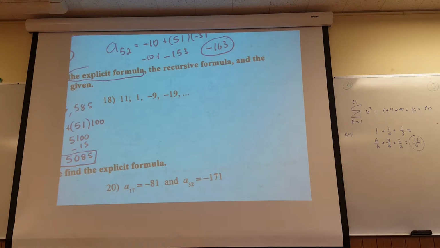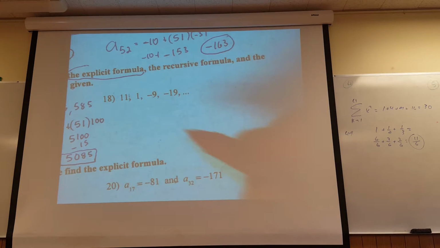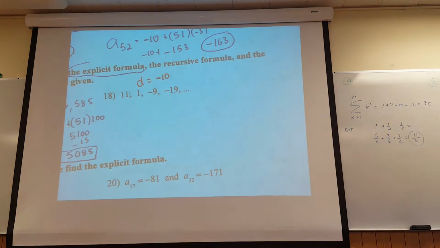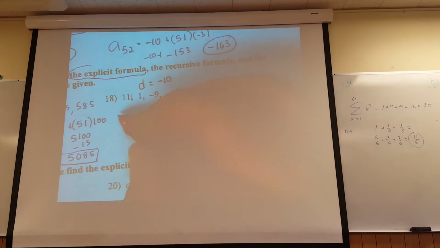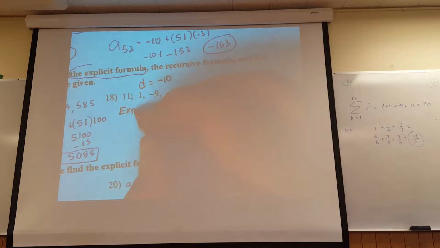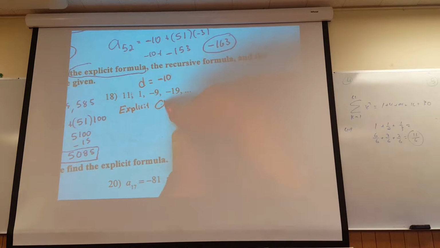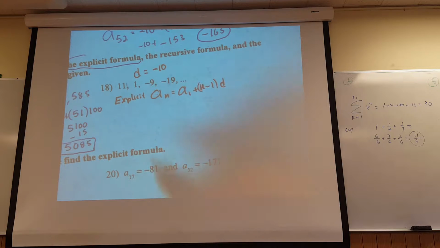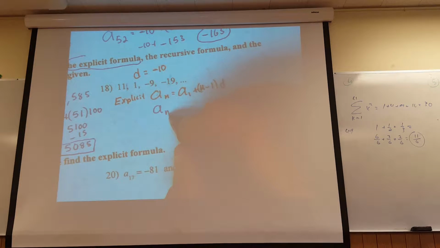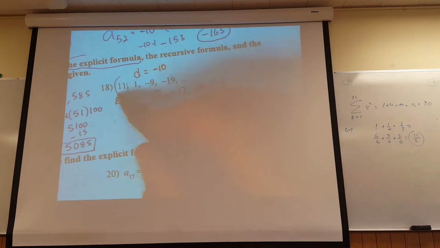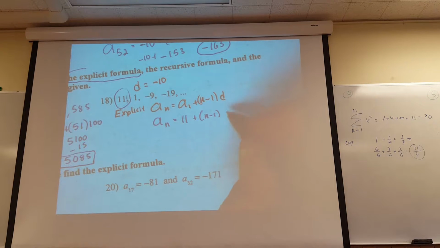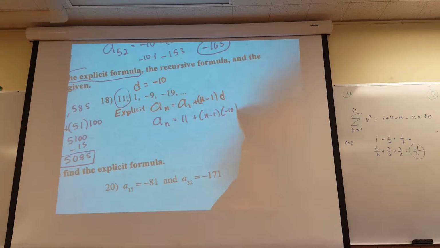Okay, what would be the difference on 18? All right, your explicit formula: AN equals A1 plus N minus 1 in parentheses times D. So then you write A1 equals, the first term is 11, and then you write plus N minus 1 multiplied by negative 1.